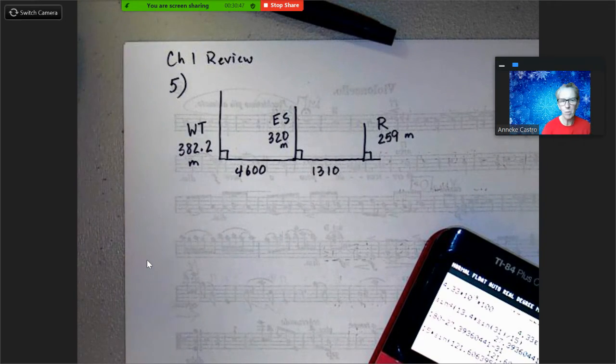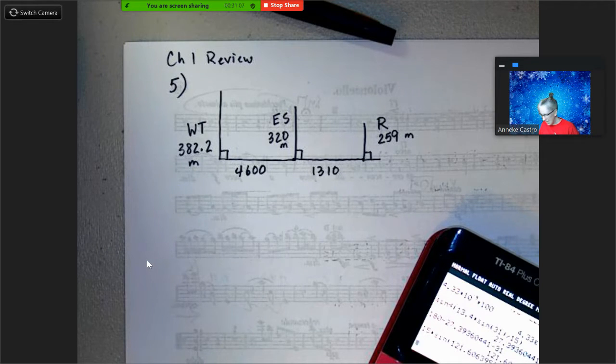Alrighty, here comes problem number 5 from the Chapter 1 review. So for this problem, we are in New York City. The heights of the observatories of One World Trade Center, the Empire State Building, and the Rockefeller Center are, and then they give us 3 numbers, and they say respectively. So that means they're given to us in order.